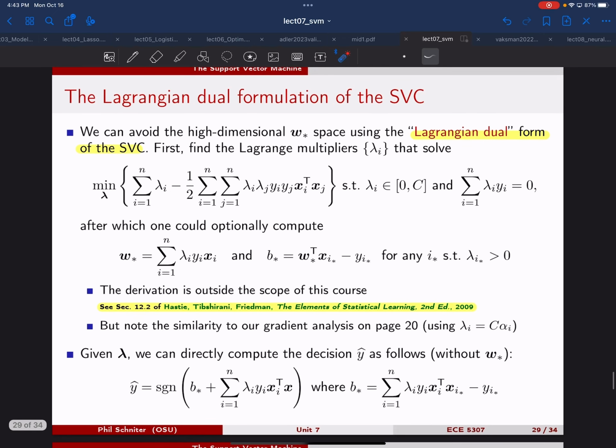Okay, so again, I don't have a good explanation for this. However, I do want to point out a few things that might look familiar. If this is an equation that we saw before, and you plug in C times alpha I every time you see a lambda, you end up getting those equations that we got from the gradient analysis.